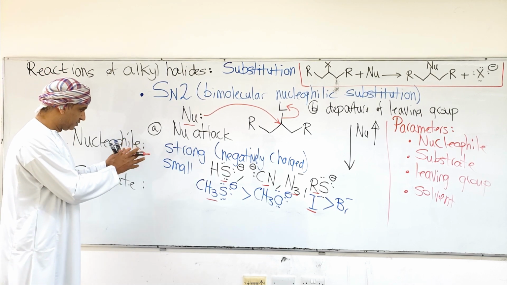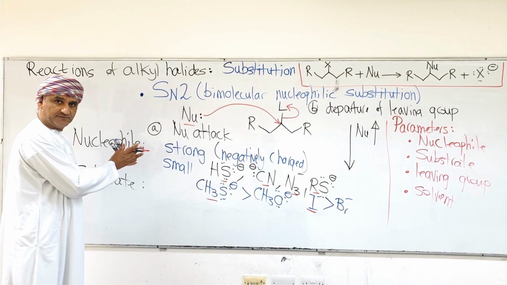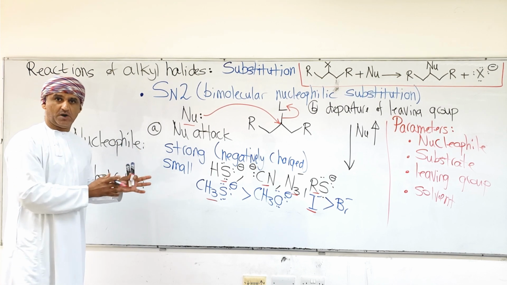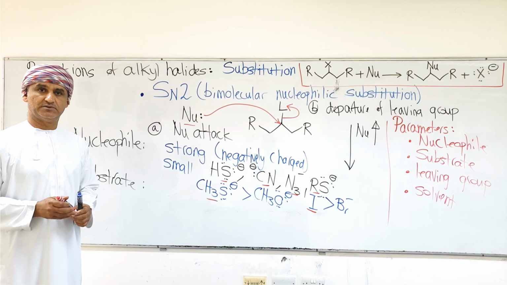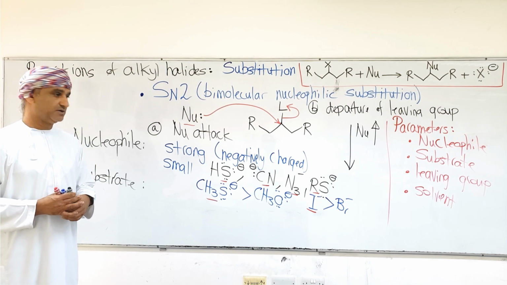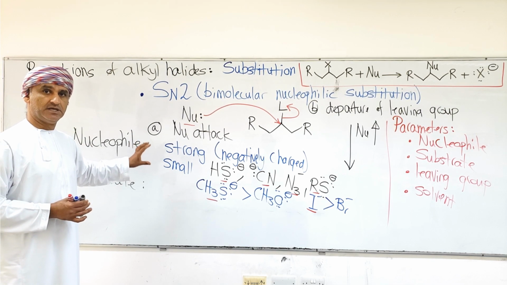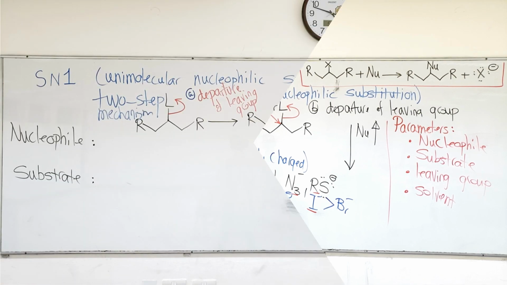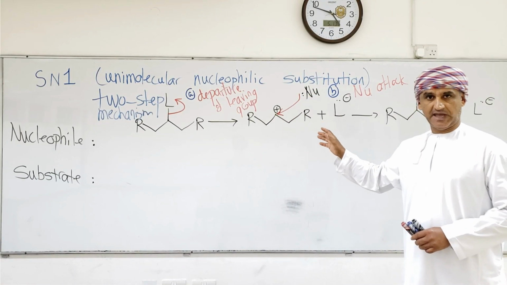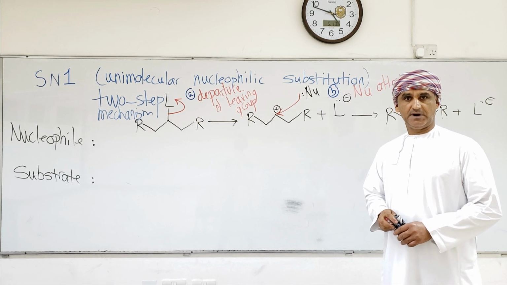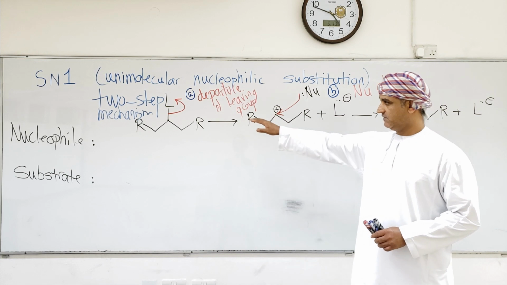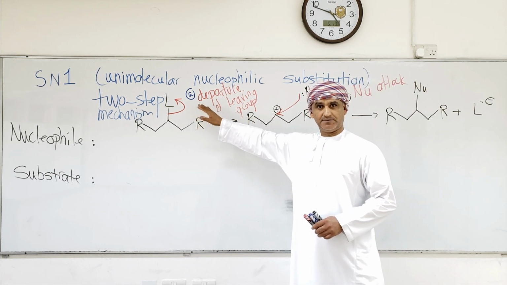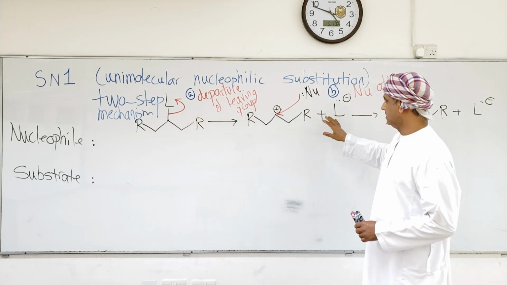So to conclude, the characteristics of the nucleophile that should take part in the SN2 mechanism is that the nucleophile should be small and strong. In the SN1 mechanism, the two events, the nucleophilic attack and the departure of the leaving group, do not take place at the same time. The leaving group leaves first, followed by the nucleophilic attack.